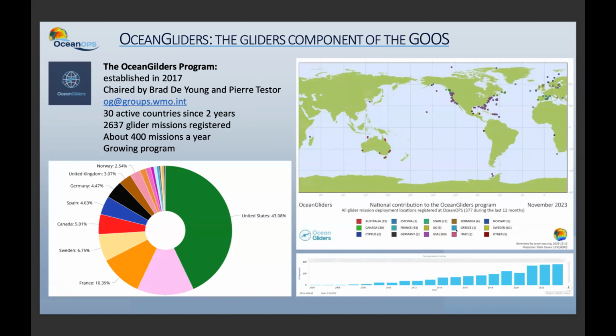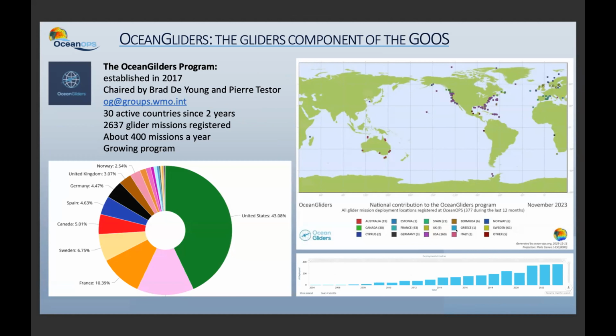So OceanGliders is one of those programs that compose the GOOS. It was established in 2017. It's chaired by Brad de Young from Memorial University in Canada and Pierre Testor. You have here a mailing list you can be part of. Just send me an email.